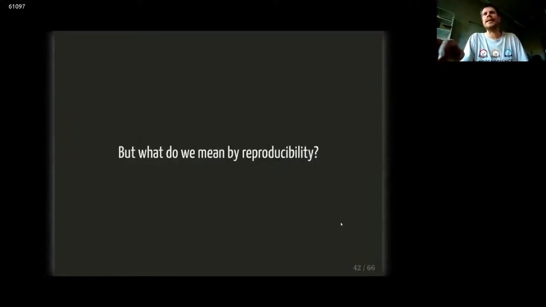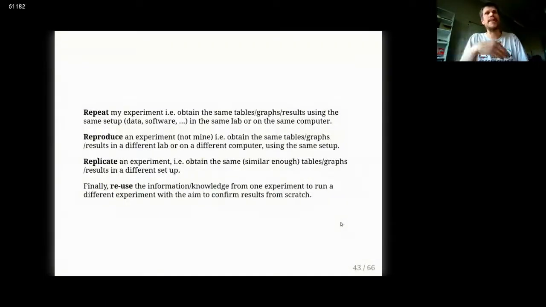But briefly, what do we mean by reproducibility? And there are different levels. I might be able to repeat my own experiment, reproducing the tables, graphs, figures, with the same setup, same data, same software, in the same lab and same computer. It sounds easy. It's not always the case. I can reproduce an experiment, not mine, getting the same tables and so on, in a different lab, different computer, using the same setup. That's already better. Again, it's not easy at all. I can replicate an experiment, same results or similar enough, tables, graphs, and results in a different setup.